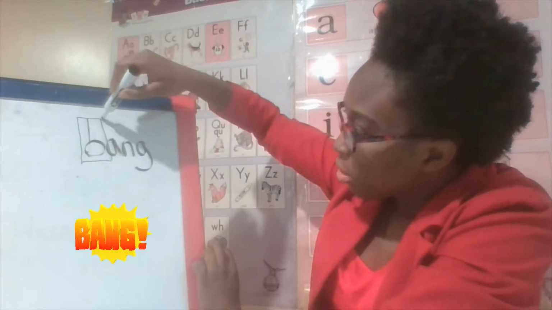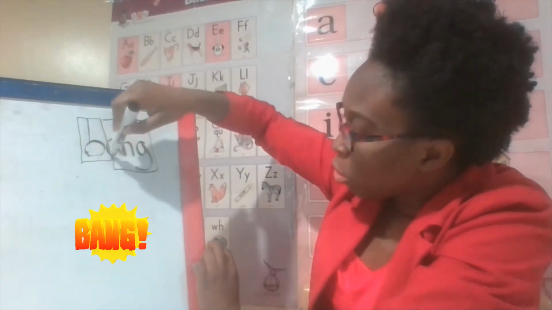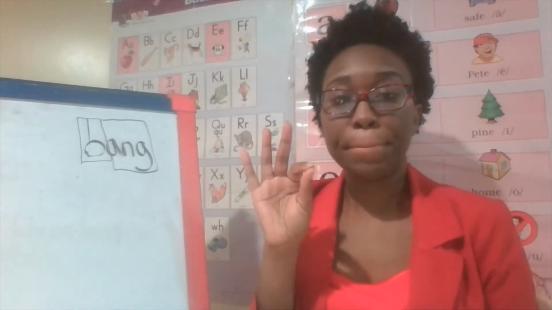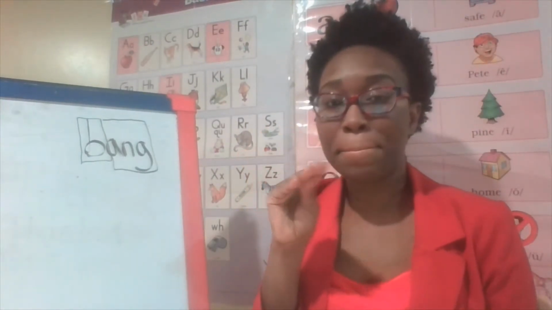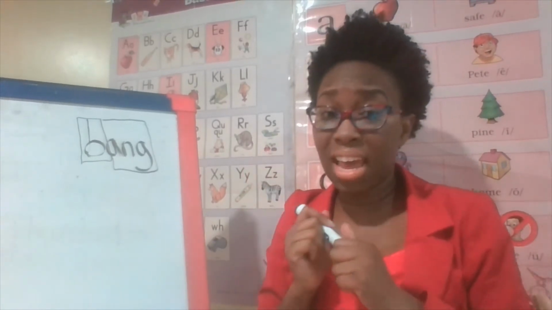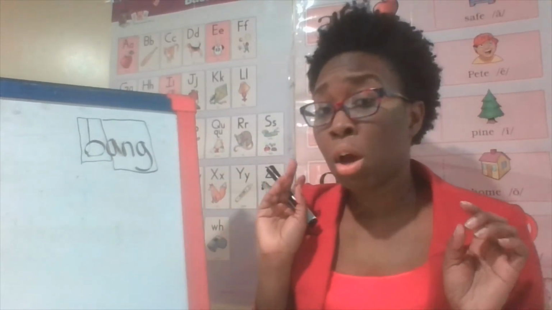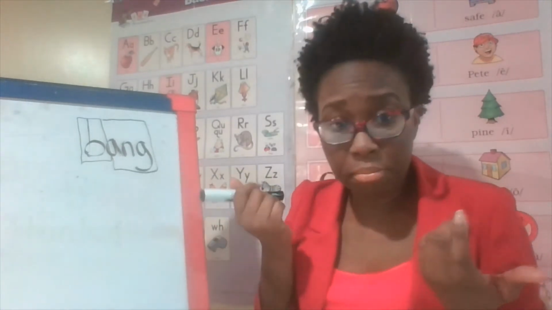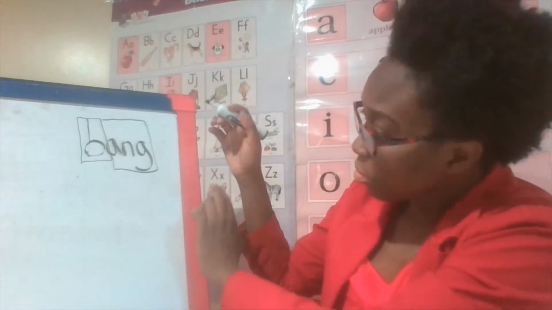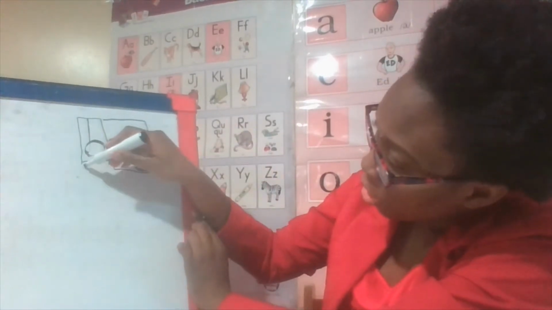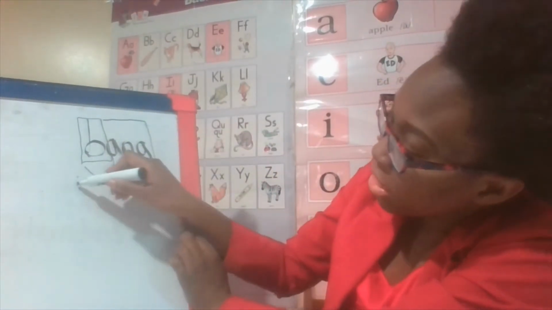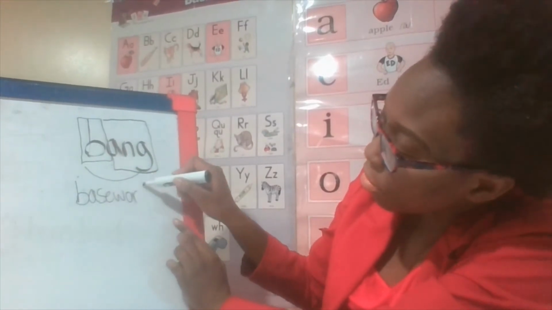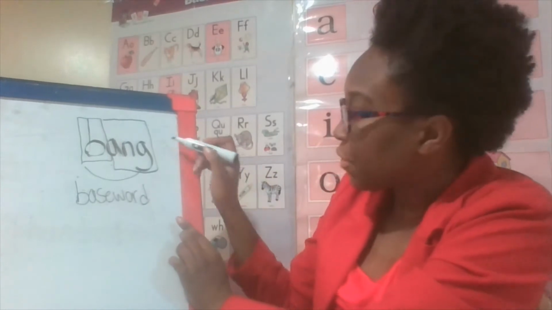first sound, glued sound. So let's tap out bang. Ang, bang. Once again, can you tell me which one is the base word? Right there. Bang is the base word. So bang is the base word. And now we're going to add the suffix.